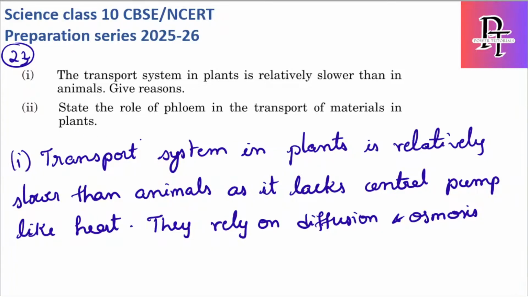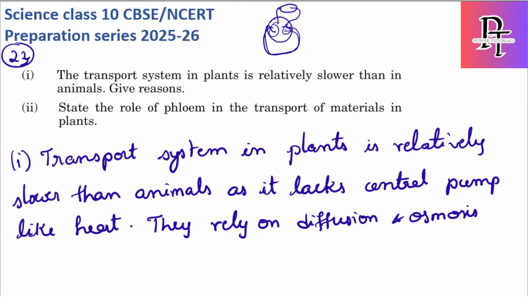In the 23rd question, they're asking 2 things. The first one: the transport system in plants is relatively slower than in animals, give reasons. If you consider humans or any animal, we have a transport system, and the main body part of the transport system is the heart. What is the heart doing? It collects blood from all the body parts, sends it to the lungs to get oxygenated, and the oxygenated blood comes back to the heart. From the heart, the oxygenated blood goes to the other body parts.